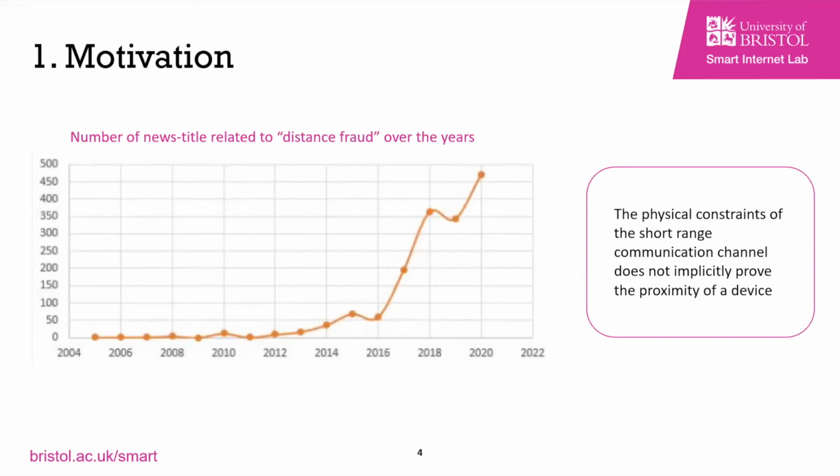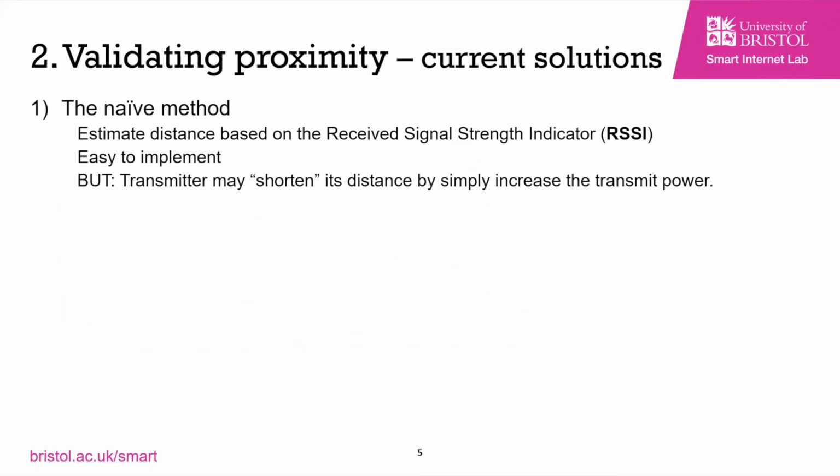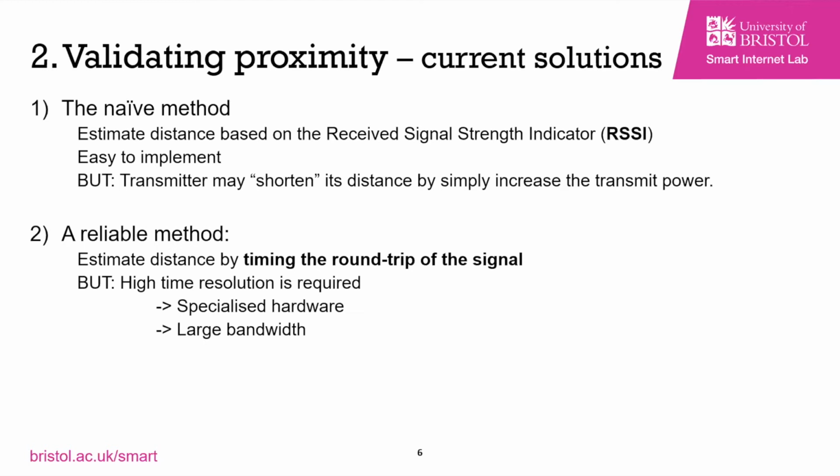In a distance fraud, the verifying device is deceived to believe that the valid device, such as a valid card or a key fob, is closer than it is in reality. A naive method is to estimate the distance based on the received signal strength of the transmitting device. Well, for some applications where there is no distance fraud, this method works fine and it is very easy to implement. For example, the NHS app uses it to notify people that have been close to COVID-19 carriers. But it doesn't work well against distance fraud. Transmitters may shorten their distance by simply increasing the transmit power.